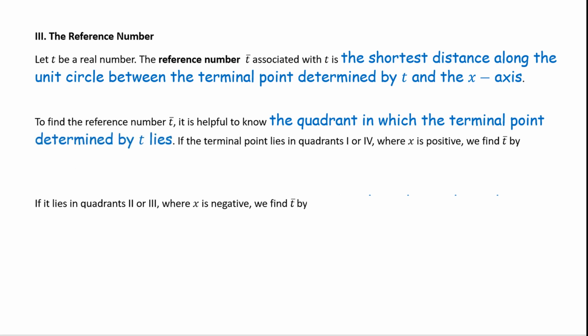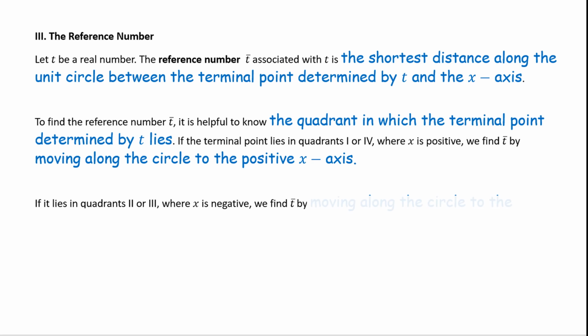If the terminal point lies in quadrants 1 or 4 where x is positive, we find the reference number by moving along the circle to the positive x-axis. If it lies in quadrants 2 or 3 where x is negative, we find the reference number by moving along the circle to the negative x-axis.